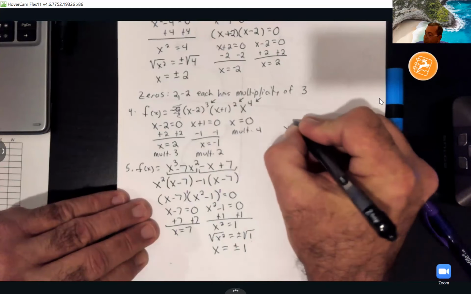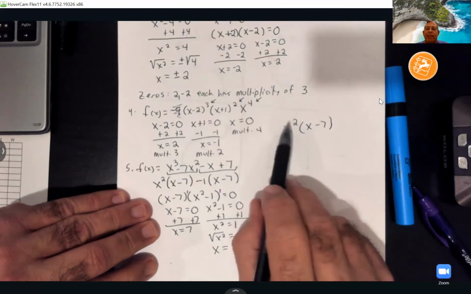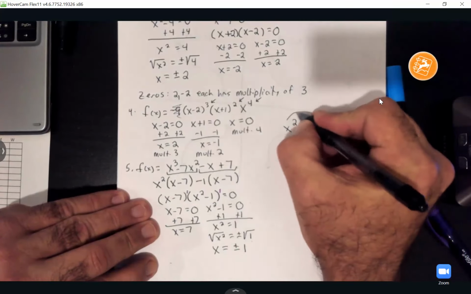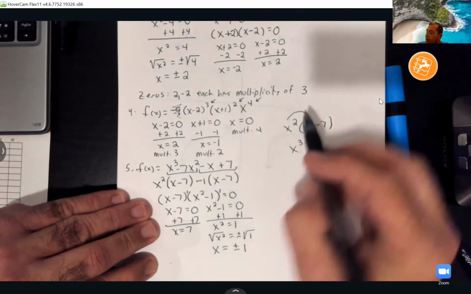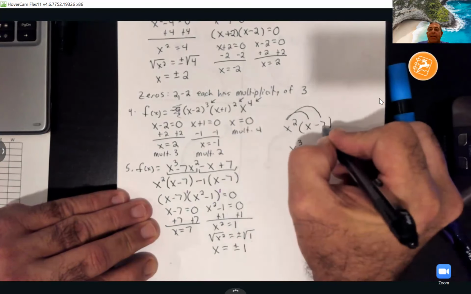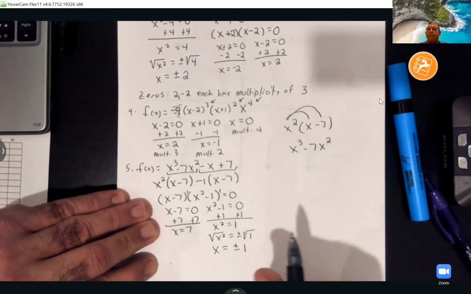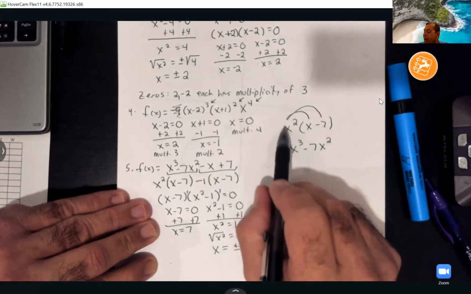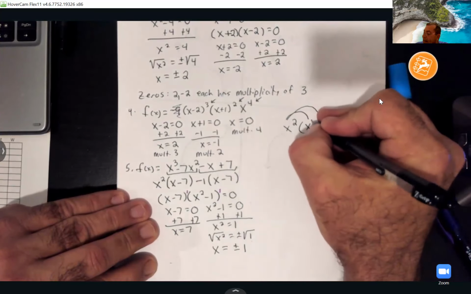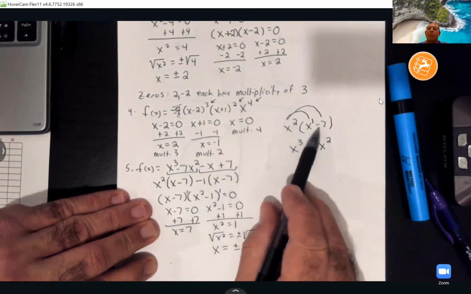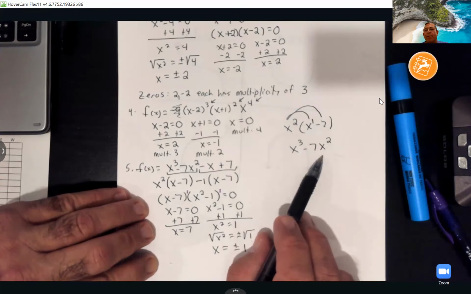If I had an x squared times x minus 7, so I'm distributing this x squared real quick. So this x squared times x gives me what, an x to the 3rd? X squared times negative 7 gives me a negative 7x squared. So I did the distributive property. I multiplied this stuff, right? And when I multiplied these x's, I basically added exponents. So 2 plus 1 gave me 3. And then 7 times x squared was the 7x squared.